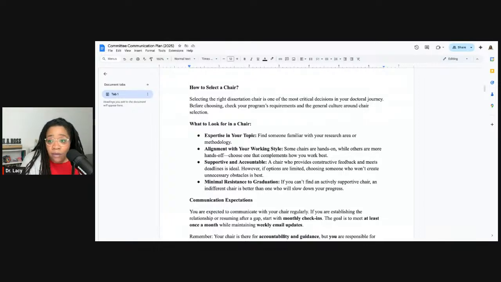They don't have to meet with you a certain number of times. They don't have to sit with you and be like, you're doing it right. If you have a chair that is more hands on and who does that for you, I want you to know they're doing that out of the goodness of their heart because of their values, not because they're required by a position description.